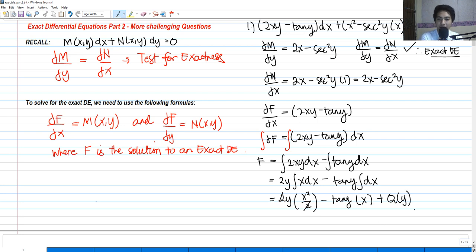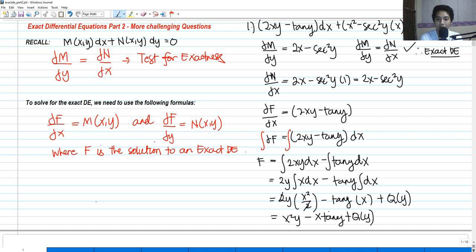Any term purely in terms of y is considered a constant, because it is a substitute for the value of c, so that we have q(y). So we have x squared y minus x tangent of y plus q(y).